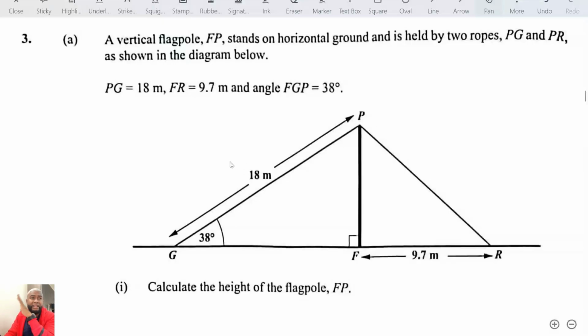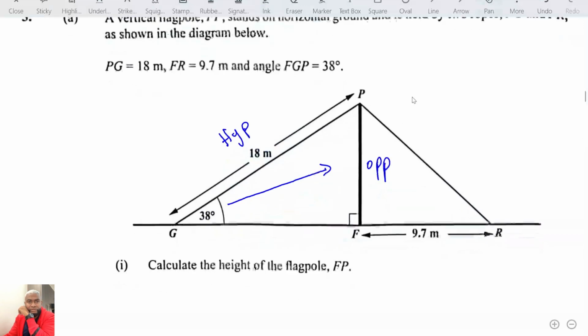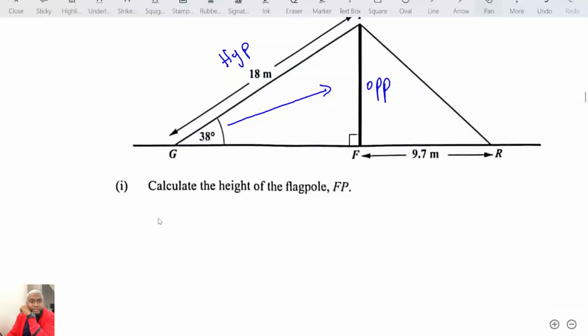So straight off the back, let's focus on the triangle to the left. What would this length be? PG, the hypotenuse, right? Okay? And this side, which is what they want to find, is my what side? Opposite. Which formula uses opposite and hypotenuse? Sine. So we use sine. So sine of the angle theta is equal to opposite over hypotenuse.